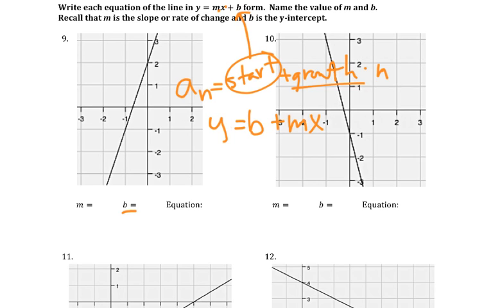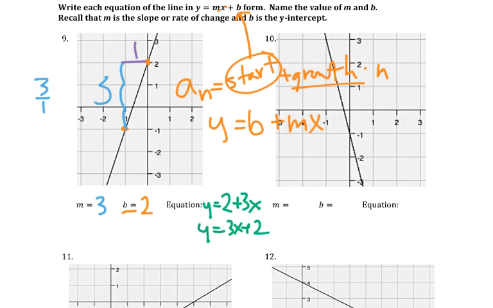So what is our starting number here? Well, it's the y-intercept, so it would be a positive 2. What's our slope? Well, we pick 2 points, and we go, how far up? 1, 2, 3. How far to the right? 1. So it's 3 over 1, or just 3. So my equation is y equals 2 plus 3x, or y equals 3x plus 2. Same thing.